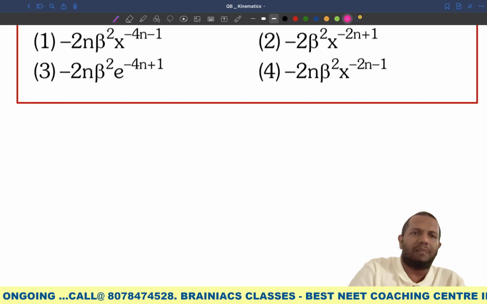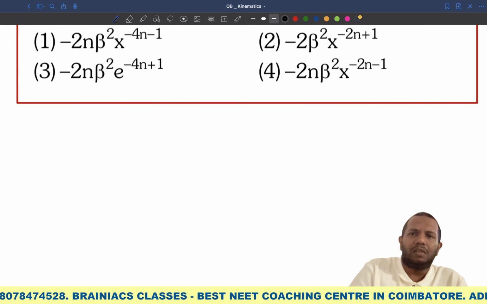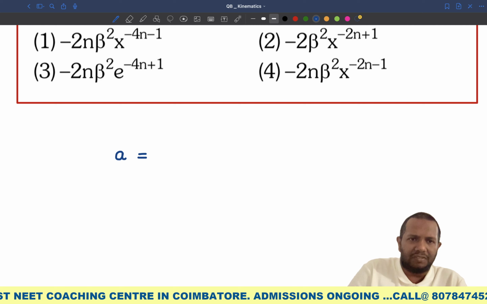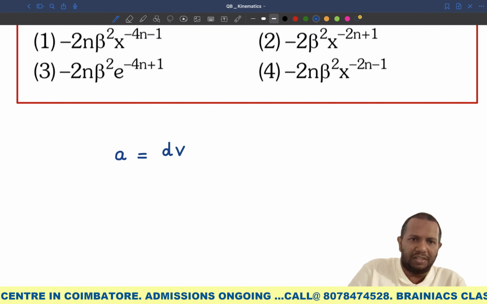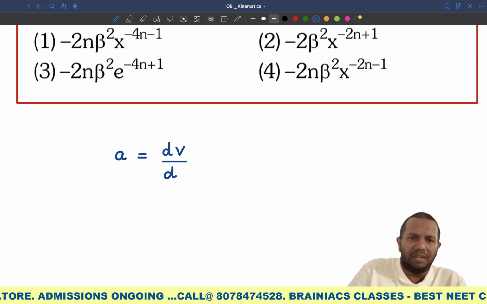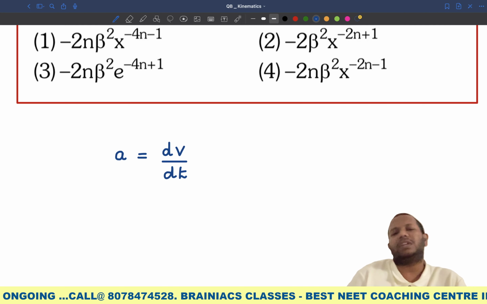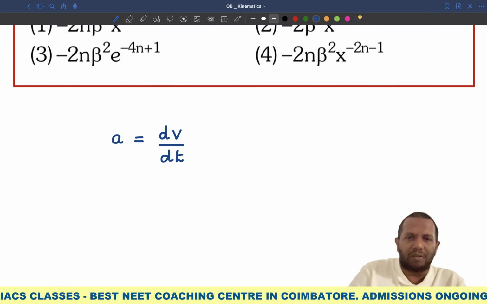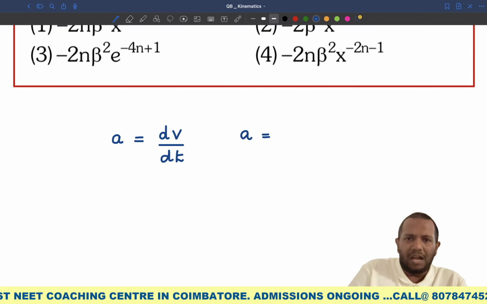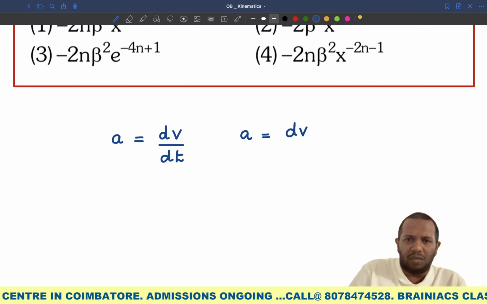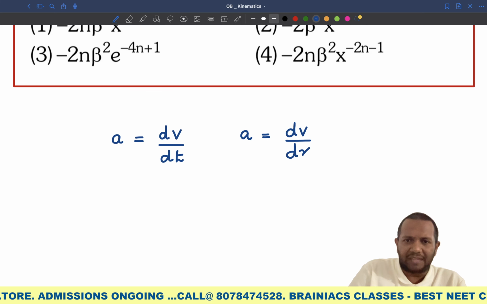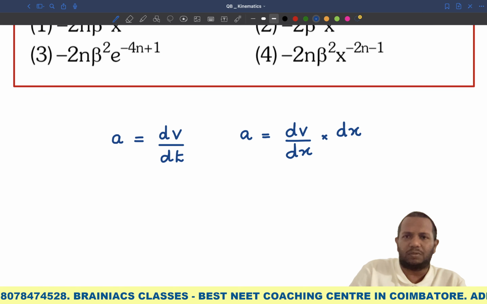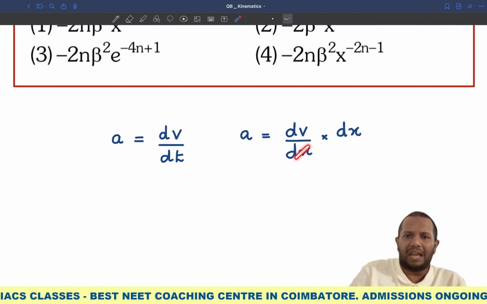So let's see here. We will start from our fundamentals. What is acceleration a? We know that acceleration a is nothing but dv by dt. Here we assume velocity is a function of time. Now how can we rewrite this? What I am going to do is divide and multiply with dx. So I am dividing by dx and at the same time multiplying with dx. So this is cancelled, no issues.